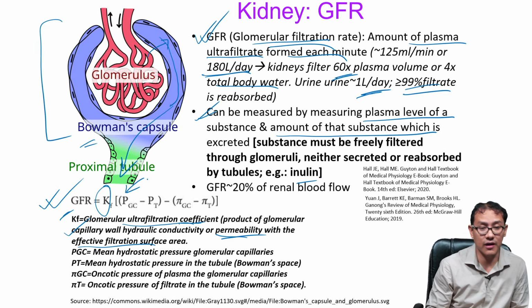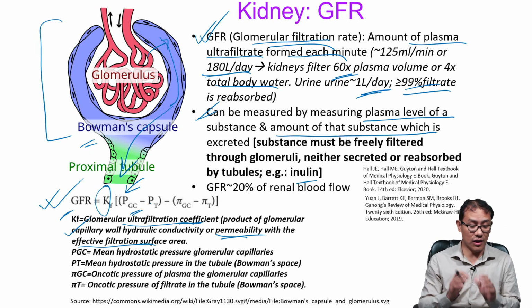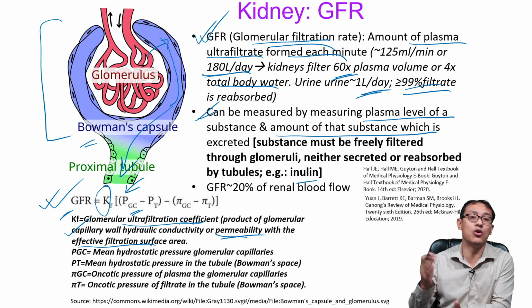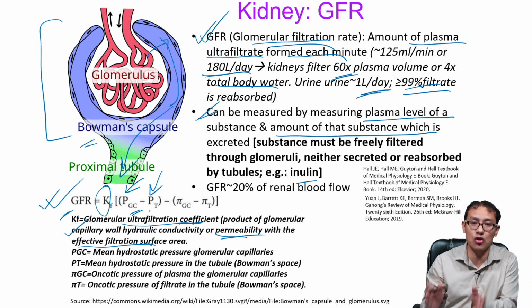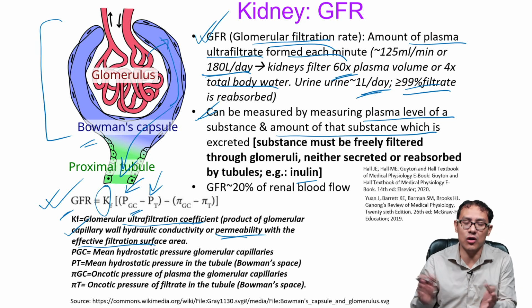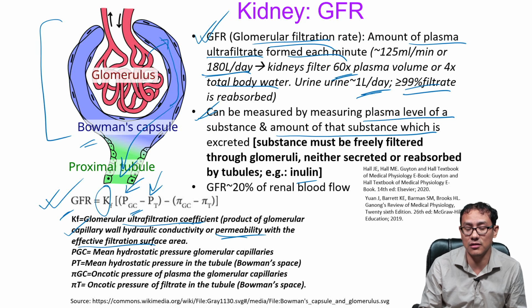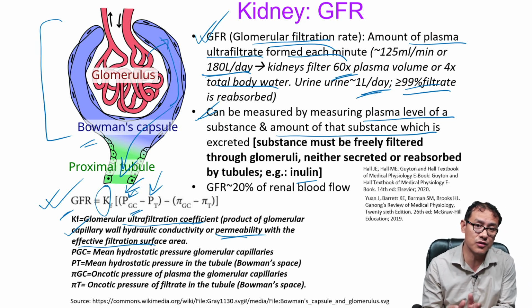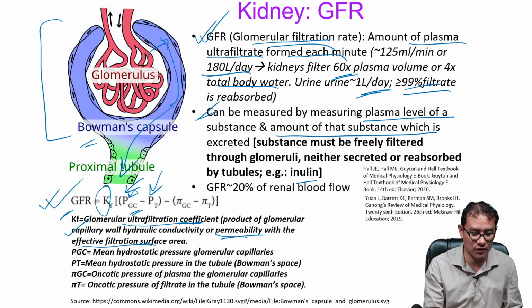Then this is the hydrostatic pressure in the capillary, that is the glomerular capillary. So the more the hydrostatic pressure, the more will be the filtration, and this is opposed by the hydrostatic pressure which is present in the tubules, that is the Bowman space. If more hydrostatic pressure is present in the Bowman space, then it opposes the filtration. So the hydrostatic pressure which is present in the glomeruli favors the filtration, whereas the hydrostatic pressure which is present in the Bowman space opposes the filtration.